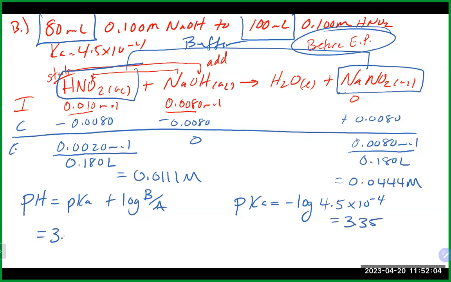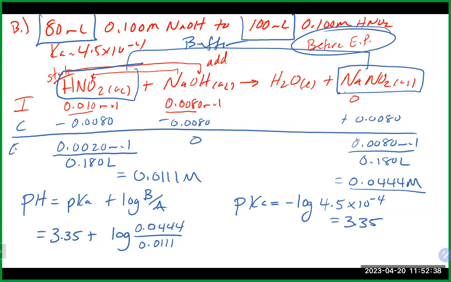So putting that in, plus the log, once again, we want to make sure we get the base up on top, and that should be this guy. Acid on the bottom, which should be this guy here. What we got there? So 0.0444 divided by 0.0111. There we go.